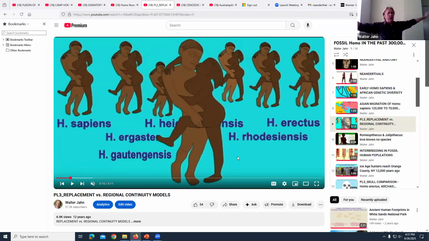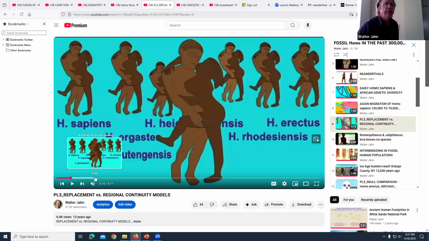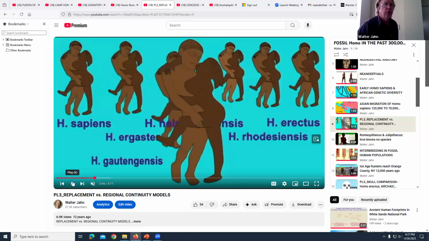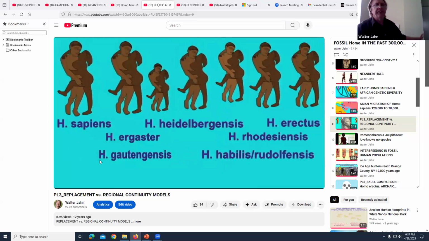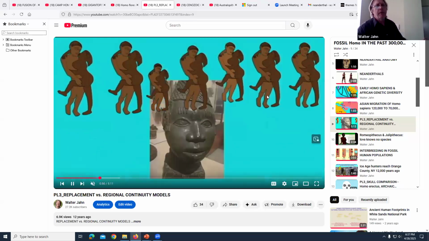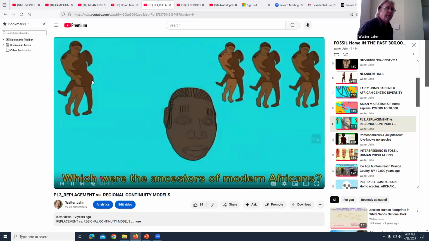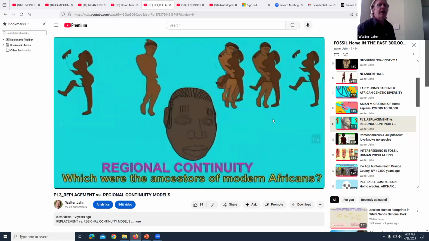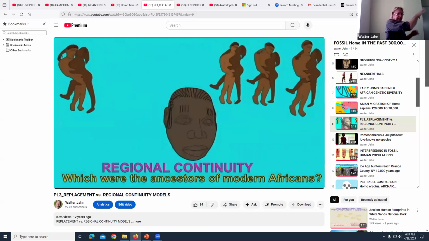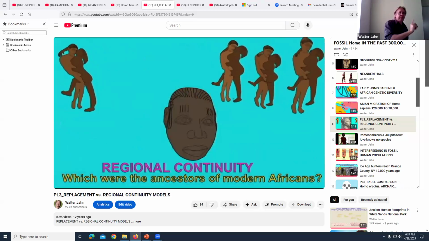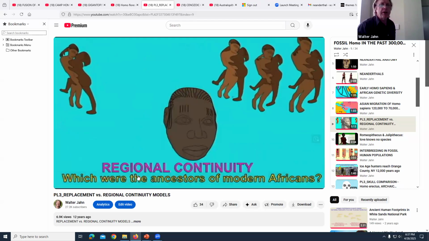The other one's gone, Homo sapiens, the only one left standing, and all modern Africans come from Homo sapiens. That would be called the replacement theory. Or did they interbreed, called regional continuity, where, as geographic range spread, members of this group met with members of that group, and modern Africans would now be descended from multiple separate groups? That's a second possibility.